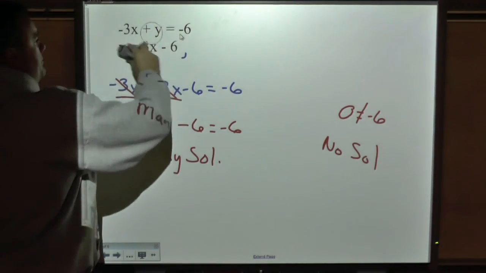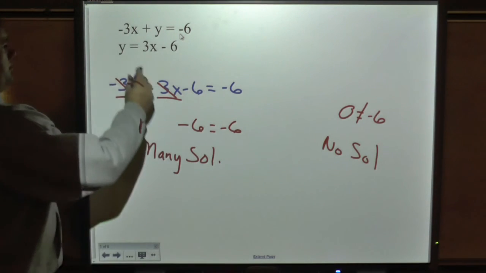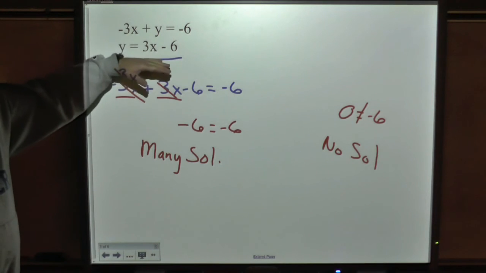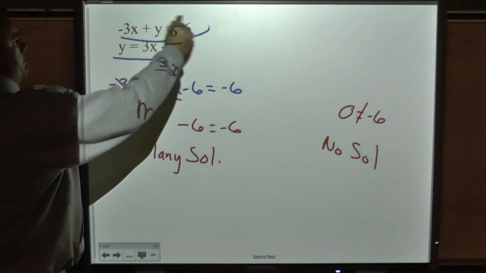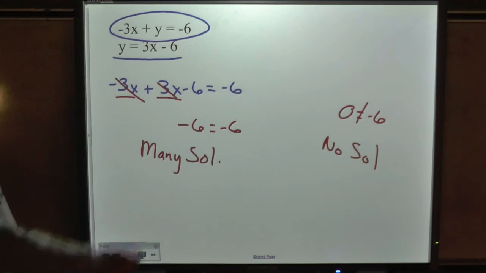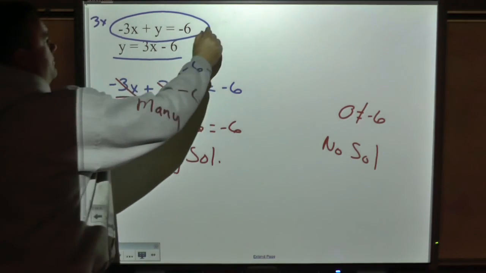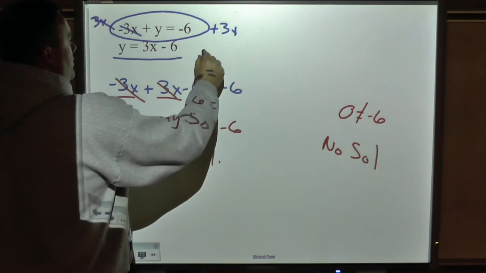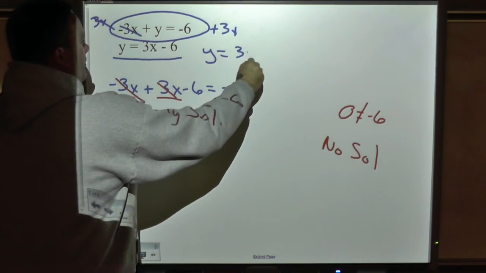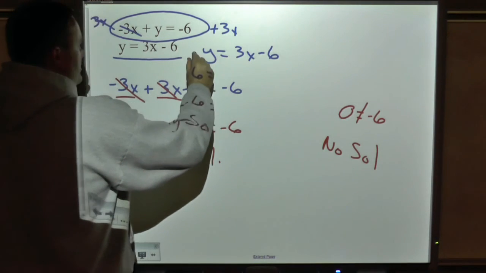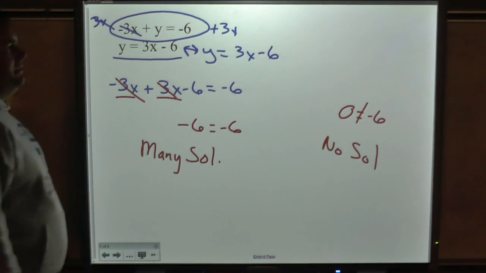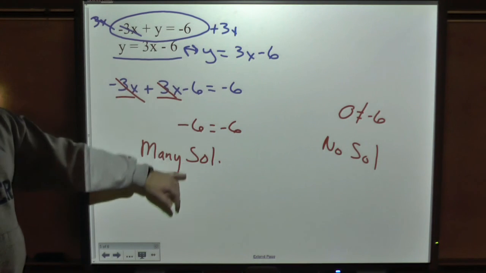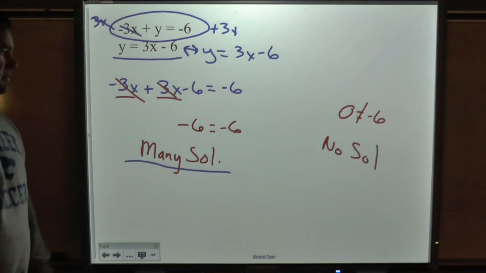If we go up here, we have this equation. Y is equal to 3x minus 6. It's already in slope-intercept form. But this one is not. If I want to put this one in slope-intercept form, I'm going to add 3x to both sides. Well, 3x and -3x is 0. So I end up with y is equal to 3x minus 6. And as you'll notice, you end up with the exact same equation. So knowing that you have the exact same equation, the answer should be many solutions.